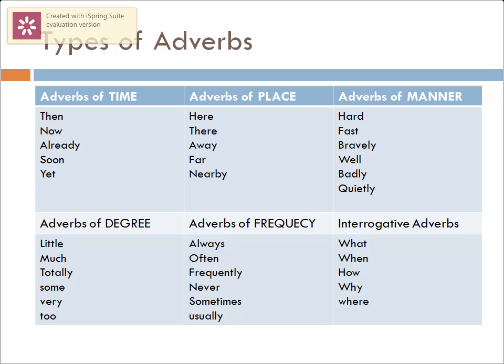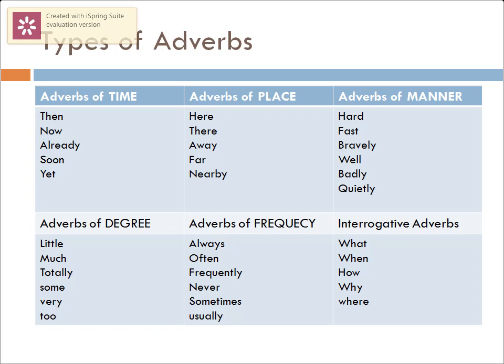And you also have adverbs of place. Words like here, there, away, far, they talk about place. And you also have adverbs of manner, how an action is being done, like hard, fast, bravely, badly, quietly, well. Now these are some adverbs of manner. And you also have adverbs of degree, like to what extent an action has been done. So like little, much, some, very, too, totally. Now these are some adverbs of degree.